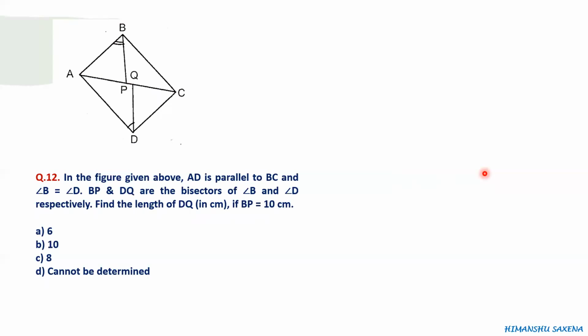In this given figure, AD is parallel to BC. So here it is AD, this is parallel to BC, and angle B and angle D are equal. So this is angle B and this is angle D, they are equal. BP and DQ are the bisectors of angle B and angle D. Find the length of DQ, if BP is equal to 10 centimeter.